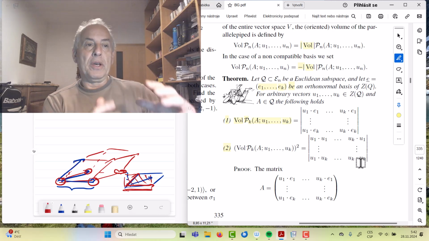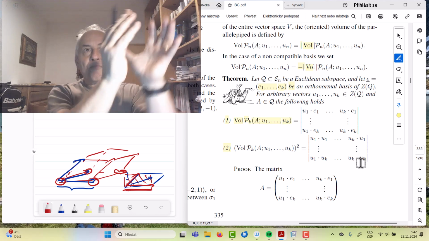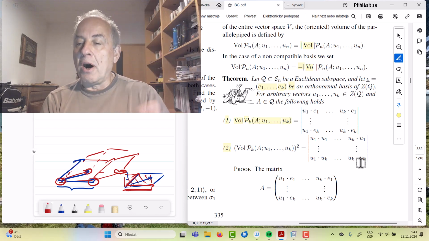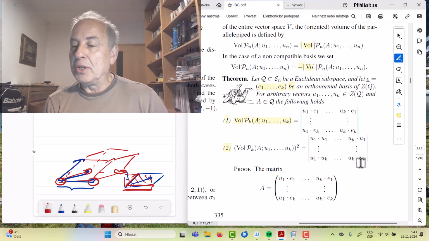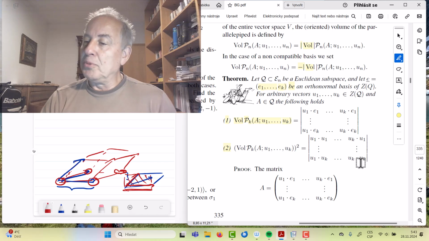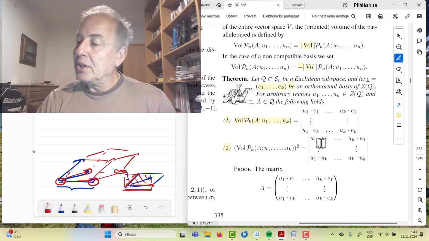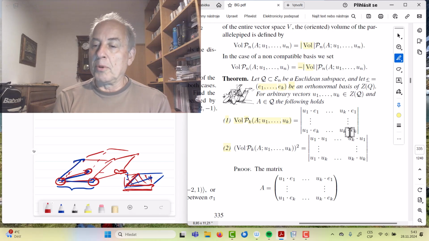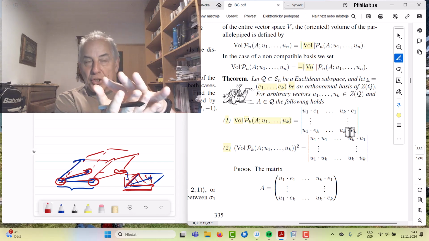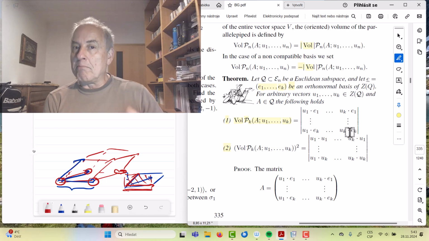So if you have something just defined in, say, R3, such as a two-dimensional parallelepiped, you easily just compute the second matrix. With the first matrix, you would have to first find an orthonormal basis of this subspace and then work with that. Much more work.